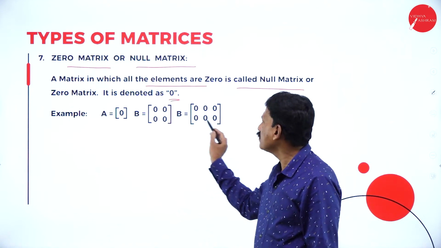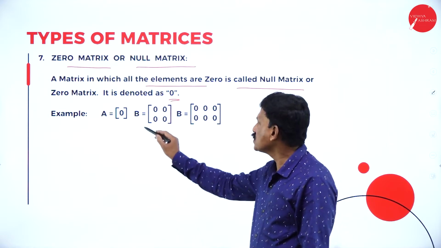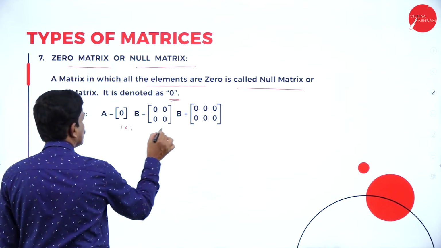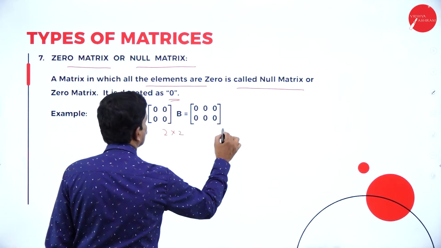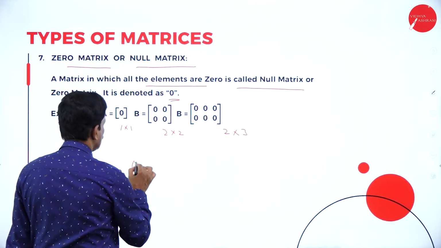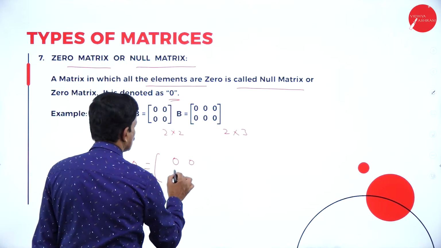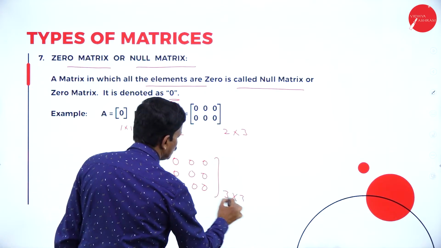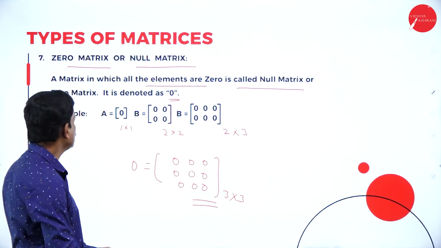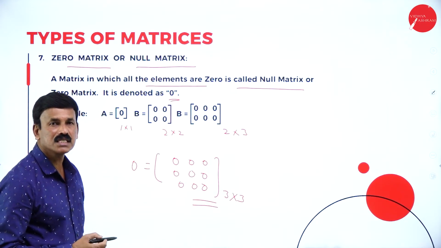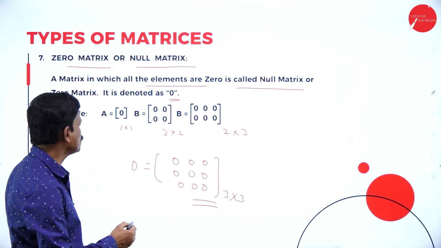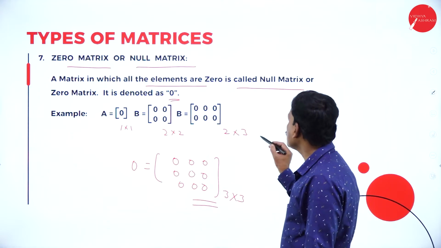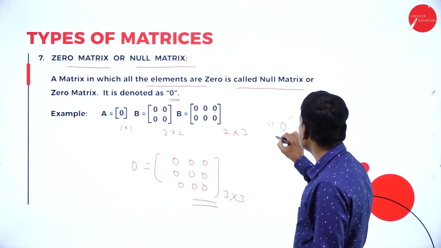So, these are examples for zero matrices: 0, and 0 0 0 0. This is of order 1 into 1, and this is of order 2 into 2. This is of order 2 rows and 3 columns. So, a null matrix is denoted like this. This is also an example for a null matrix of order 3 rows and 3 columns. So, a matrix in which all the elements are zeros is called a null matrix. A null matrix is usually denoted by O, that is 0.